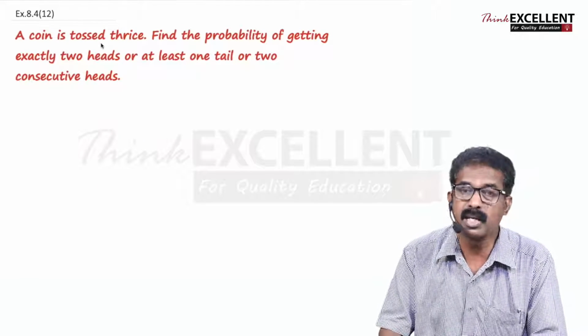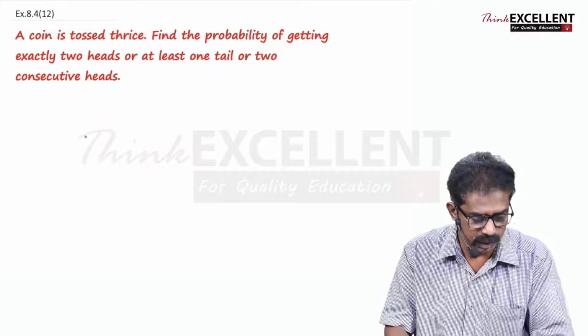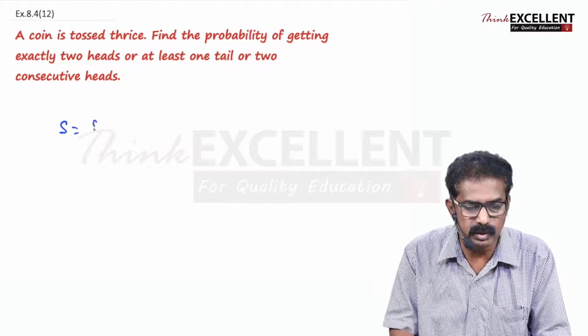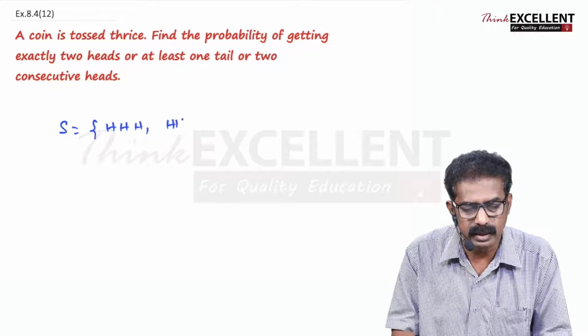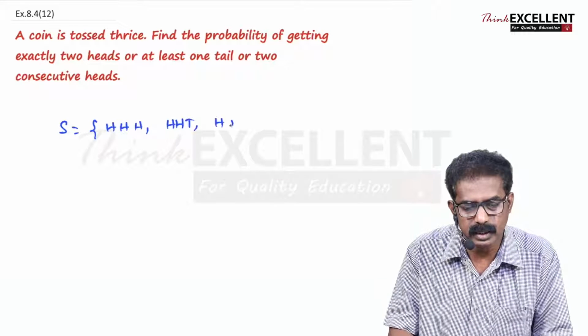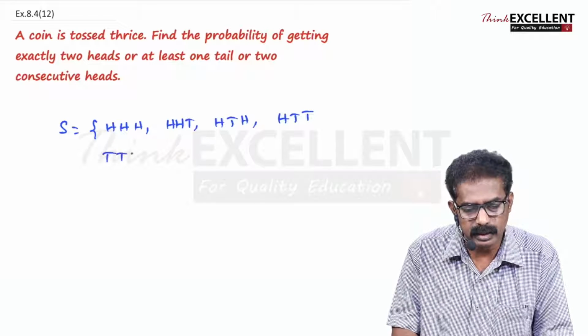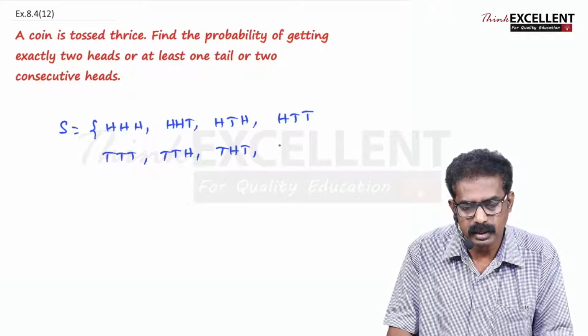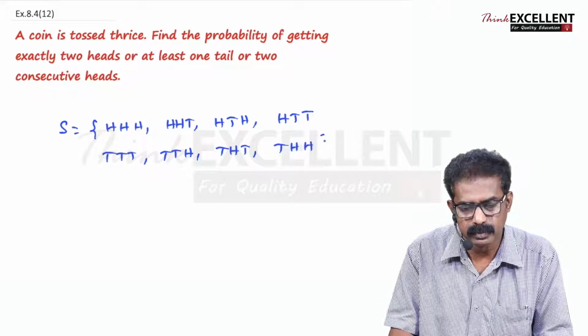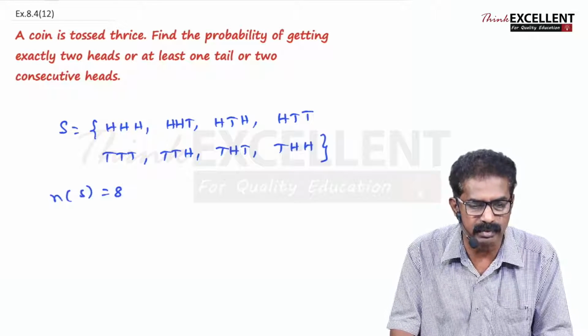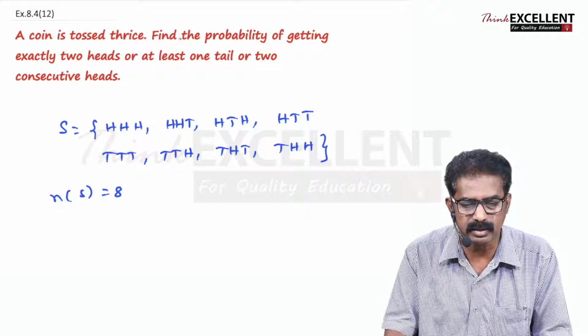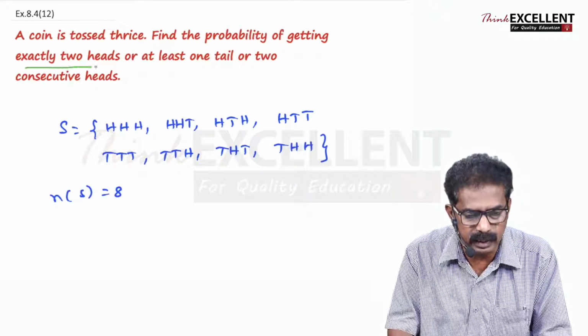A coin is tossed thrice. So immediately you know a coin is tossed thrice means you know sample space 8, right? HHH, HHT, HTH, HTT. Then TTT, TTH, THT, THH. So n of S is equal to 8. Now please listen very carefully. A coin is tossed thrice. Find the probability of getting exactly 2 heads.